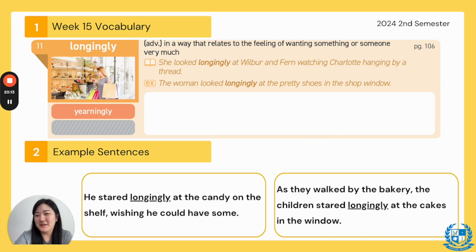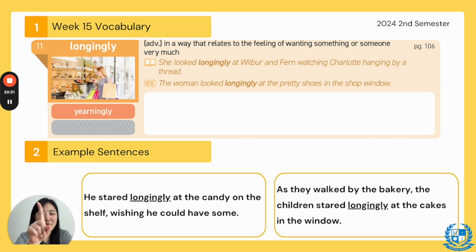In our story, it says, she looked longingly at Wilbur and Fern watching Charlotte hanging by a thread. So she's like, oh. Because remember, Jessie wanted to read her book, but she wasn't able to because she had to keep making money.